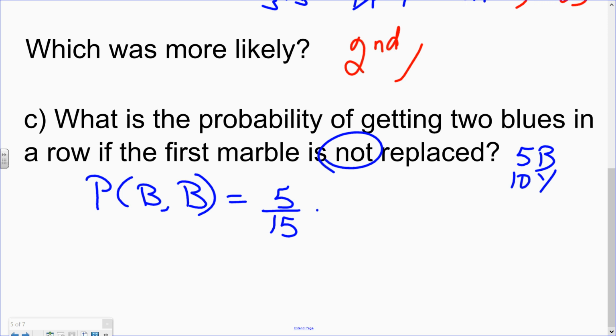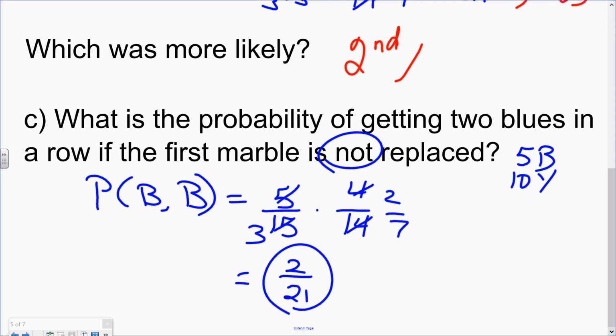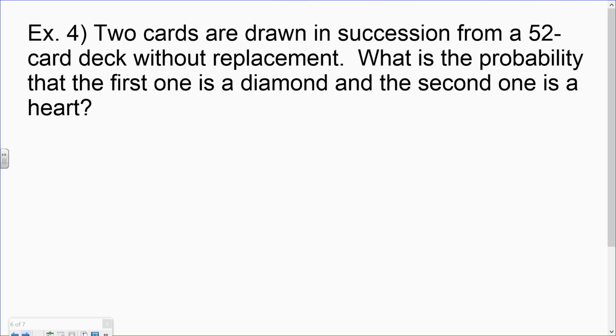We do not put it back. So now how many total marbles, everybody? 14. And since it's blue, my second denominator is 14 and the numerator is 4. Why 4? Because we kept the blue one out, so that changed how many blue ones are in there for that second pick. And so if we multiply 1/3 and 2/7, we get 2 over 21. Everybody good with that?